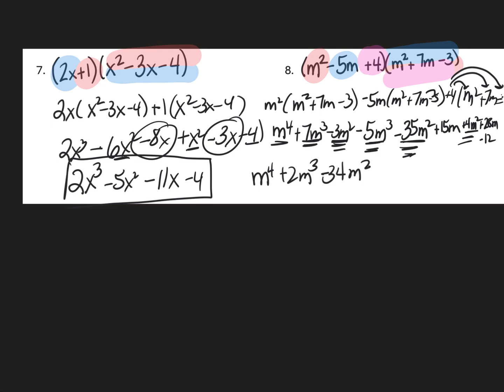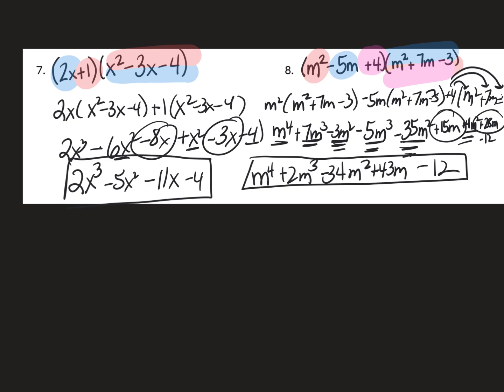Okay, now I'm down to just m. I've got 15m and 28m, and that's going to be 43m. And then I have minus 12. So hopefully that's correct. If I made a silly mistake, let me know. But I think that's the right answer.